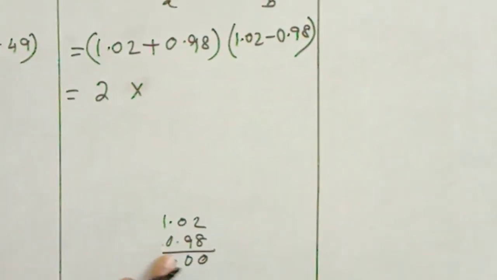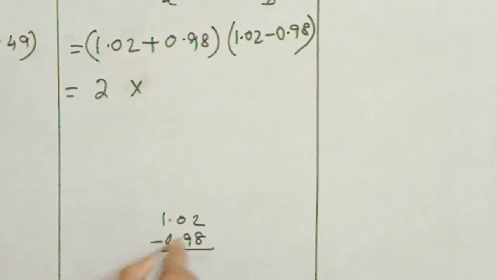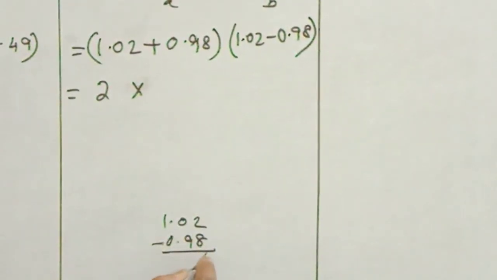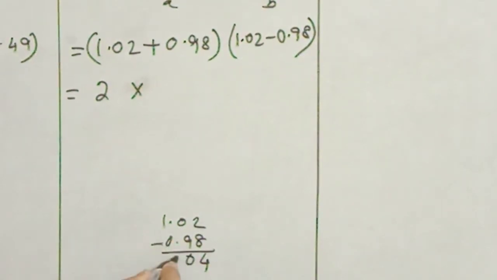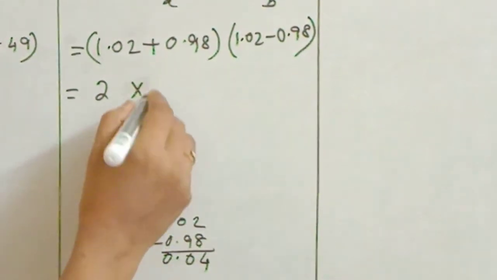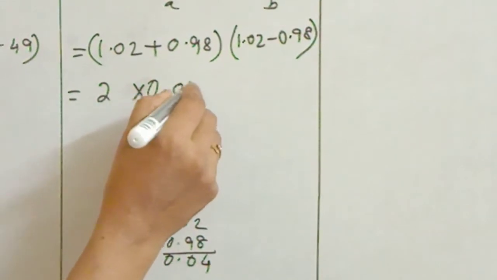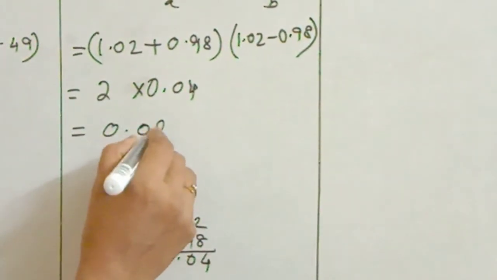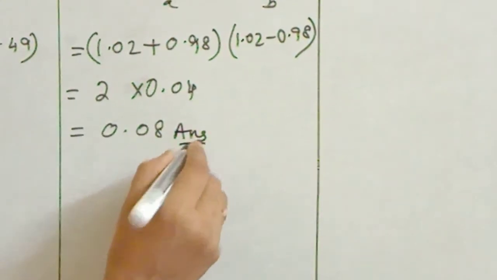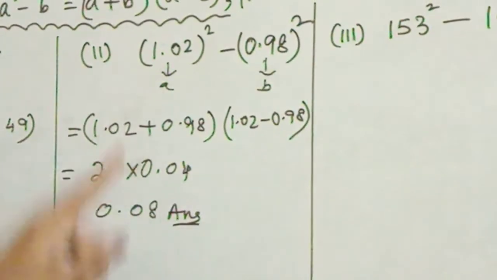Now when you are subtracting this, then what result you will get? 1.02 minus 0.98 is 0.04. 0.04 multiplied by 2 is 0.08. So 0.08 is the answer of this one.